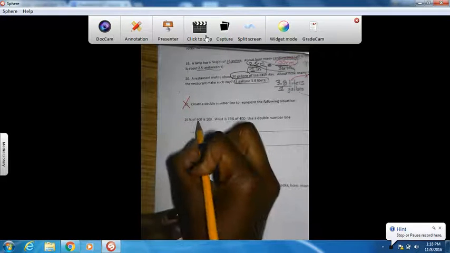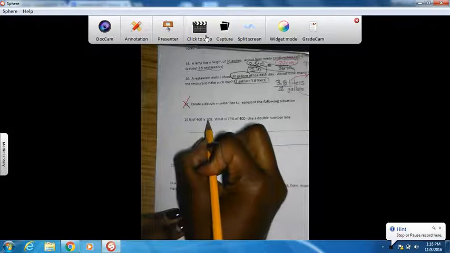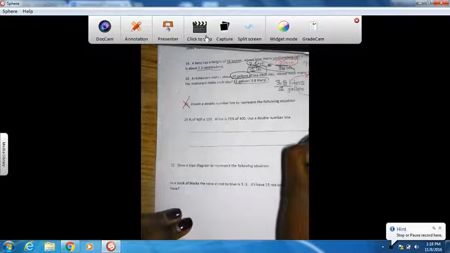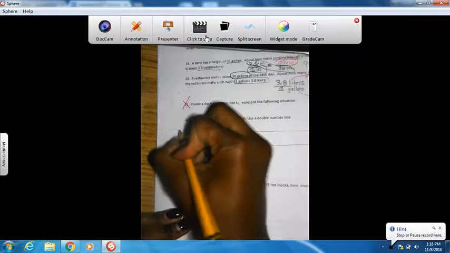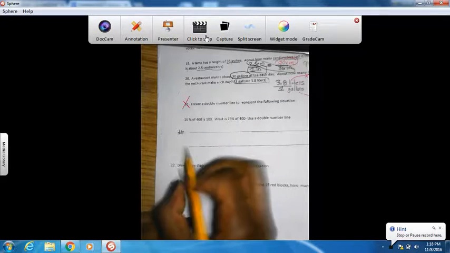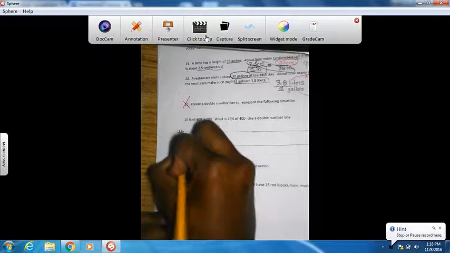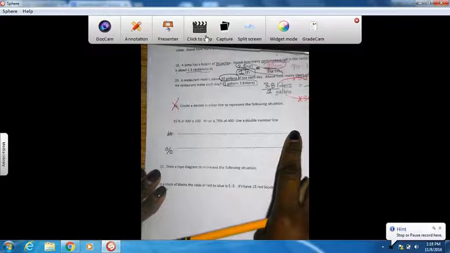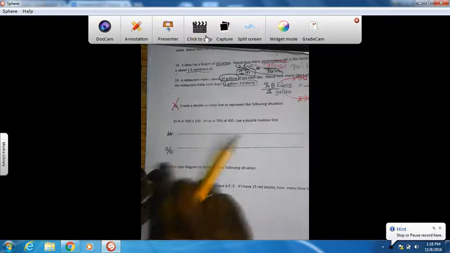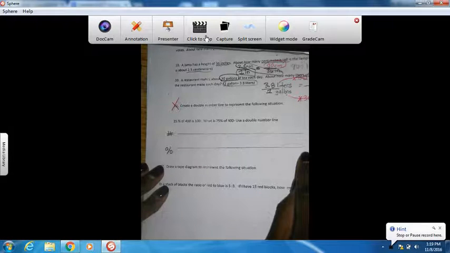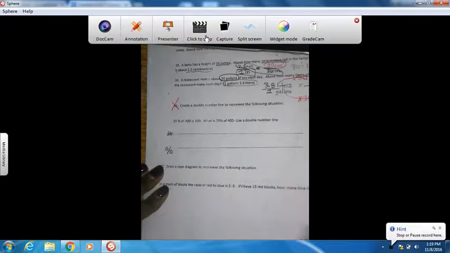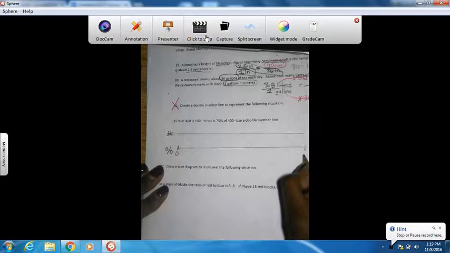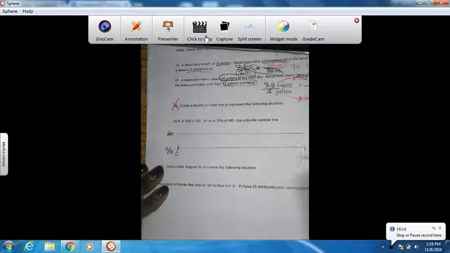25% of 400 is 100. What is 75% of 400? Use a double number line. So we're going to use our numbers up here for this line, and let's make this our percent. So all the numbers on the upper line are going to represent regular numbers, and the numbers on the second number line will represent percent. So we know that from here, this is 0%, all the way to here, that's 100%.